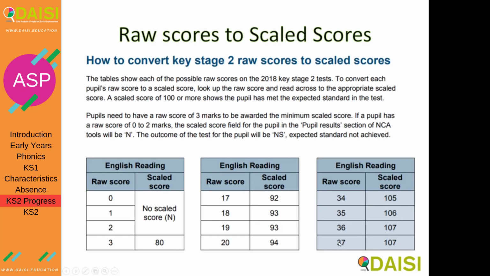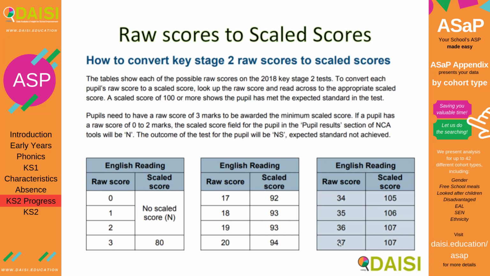On the 9th of July, when your school's results were presented to you at 7:30 in the morning, this document was also released. It's how to convert Key Stage 2 raw scores to scaled scores. Now, the raw scores are the number of marks that a pupil has attained. So there are 50 marks available in reading, 70 in GPS or SPAG, and 110 over the 3 papers in the maths. Now you need a minimum of 3 marks to get a scaled score of 80.